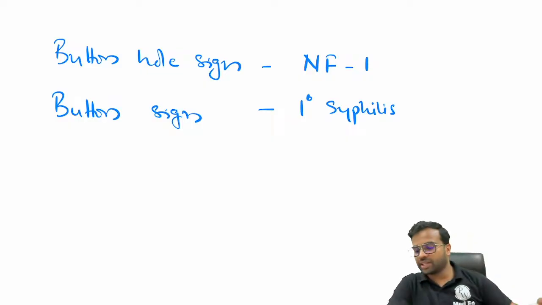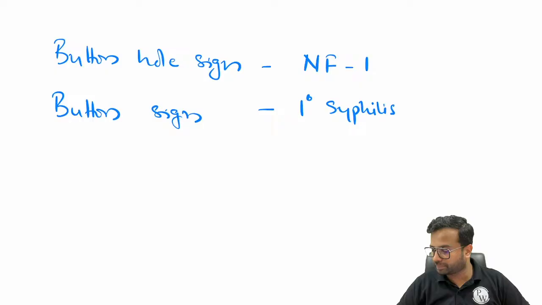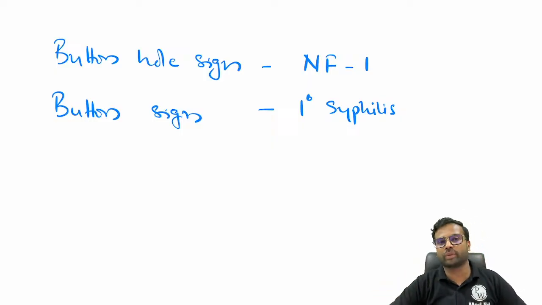Yes, Eddie, that is seen in chancre, primary chancre, that is primary syphilis. Okay, very good. Any other signs? Because today we discussed Nikolsky sign, we discussed Koebner phenomenon, we discussed pseudo Koebner phenomenon.